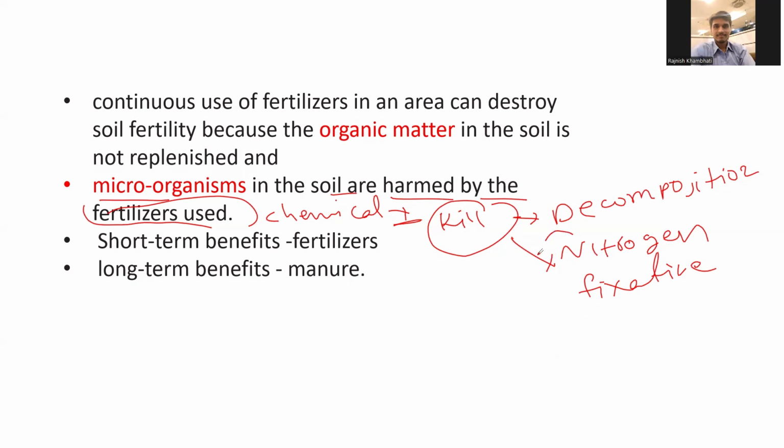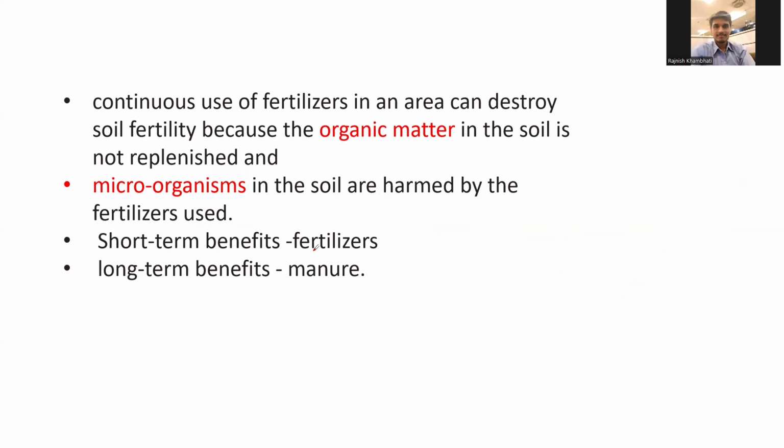So these bacteria will be killed. When these bacteria are killed, the natural cycle of nitrogen will be destroyed over here. So from this whole theory we can understand that fertilizer can give you short-term benefit, so if you want short-term benefit, you can use fertilizer. And manure will give you the long-term benefit. If you are calm and patient, you can use manure. Both are good, but fertilizer should be used in a controlled manner.